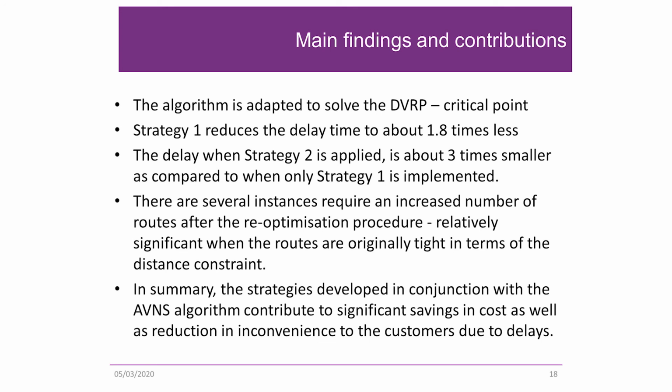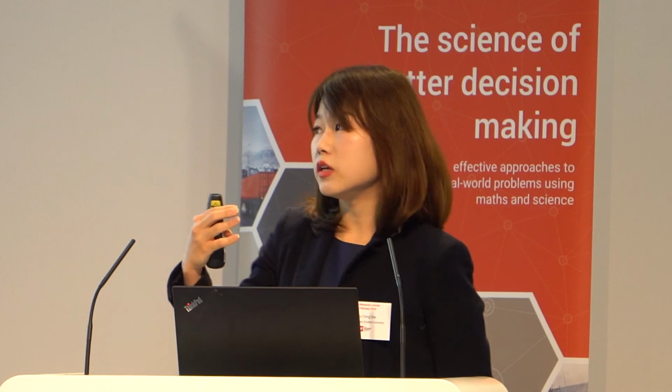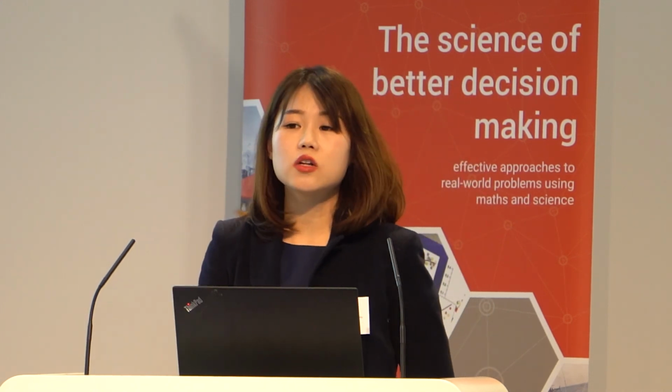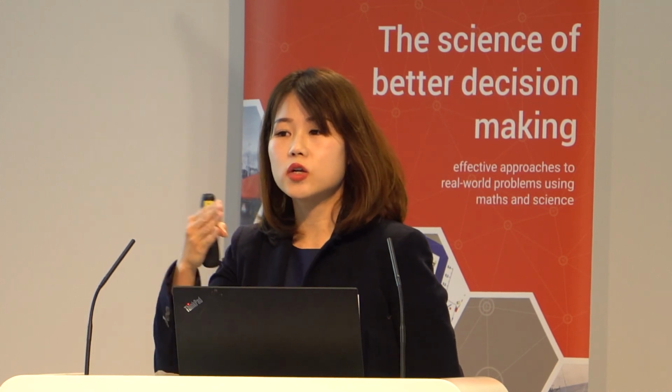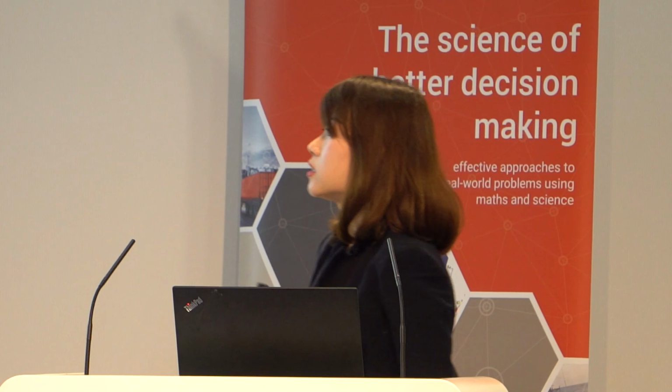Interestingly, we also found that there are several instances that require an increased number of routes after the re-optimization procedure, which is relatively significant when the routes are originally tight in terms of the distance constraints. Now, some of the instances we use have distance constraints. That means that the vehicle cannot go beyond the distance constraint given in the data set.